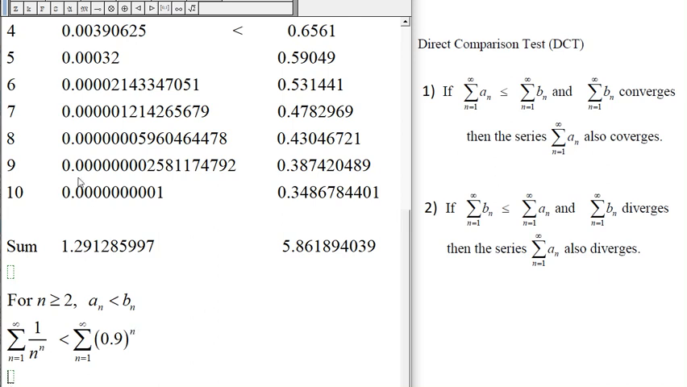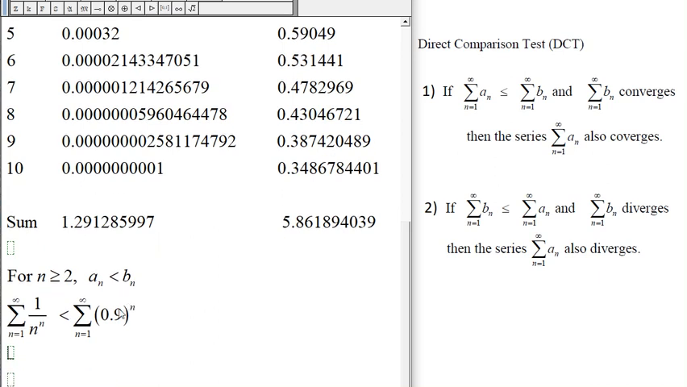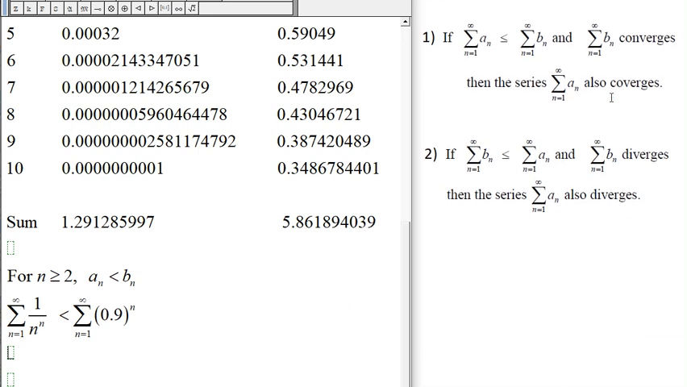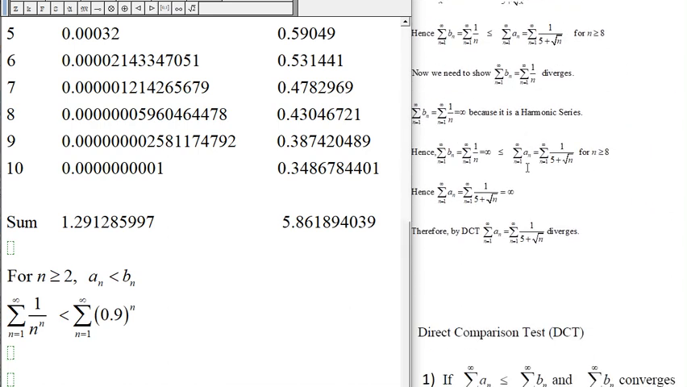So once again, the sum of the first 10 terms of this series is less than the sum of the first 10 terms of this series. And then after term number 10, meaning term number 11 and on, the a sub n is less than b sub n. And therefore we have this result right here. And so we have just shown that series a sub n is less than b sub n. And now we also need to show that the series b sub n converges.